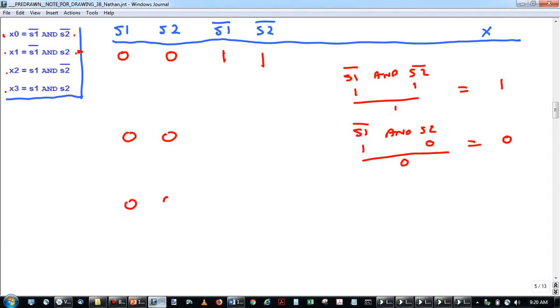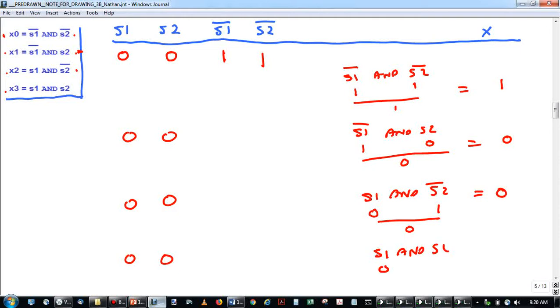So we're still in S1 and S2, and this one is the third one, which is S1 and not S2, which is 0 and 1 is 0, so the answer is 0. And the last one is still 0, 0. This one is S1 and S2, and that's 0 and 0 is 0. Can you see what I've done here? I've got 1, let me draw it over here, 1, 0, 0, 0. This is one row of my truth table.